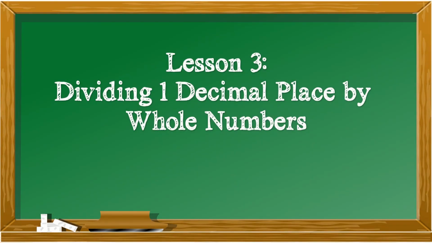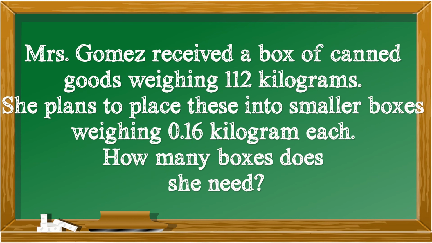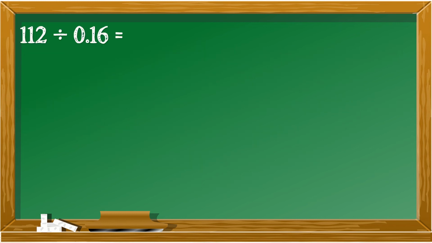Lesson 3. Dividing whole numbers by decimals up to 2 decimal places. Mrs. Gomez received a box of canned goods weighing 112 kilograms. She plans to place this into smaller boxes weighing 16 hundredths kilogram each. How many boxes does she need? So she needs to divide 112 kilograms by 16 hundredths kilogram. So we have 112 divided by 16 hundredths.